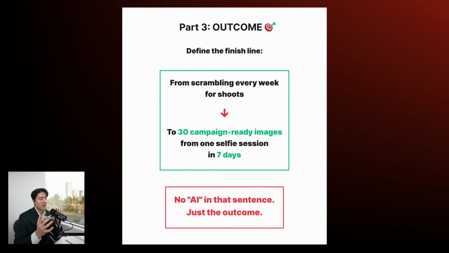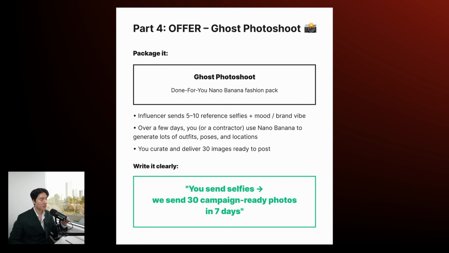And define the finish line: from scrambling every week for shoots to 30 campaign-ready images from one selfie session in 7 days. No AI in that sentence, just the outcome. And package it: Ghost Photoshoot, done for you, Nano Banana Fashion Pack. Influencers send 5 to 10 reference selfies, plus mood and brand vibe.